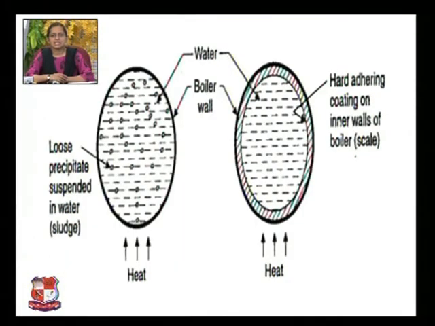You can see in the diagram very clearly what happens in the boiler: a hard adhering coating on the inner walls of the boiler is your scale. And a loose precipitate suspended in water is known as sludge. The diagram shows a boiler wall and water. So what are the concepts of scale and sludge? Remember always, scale is a hard substance, a precipitate that adheres on the inner walls of the boiler. But sludge is a very loose, slimy precipitate.